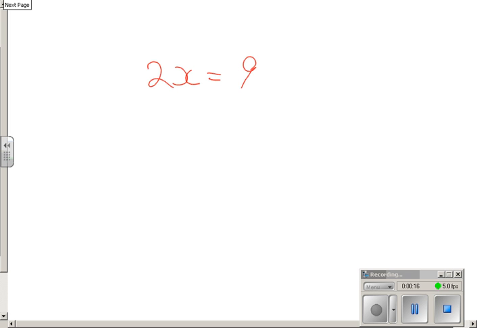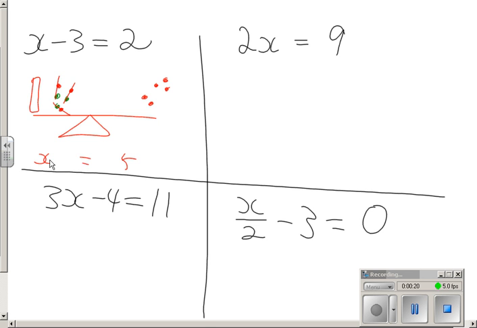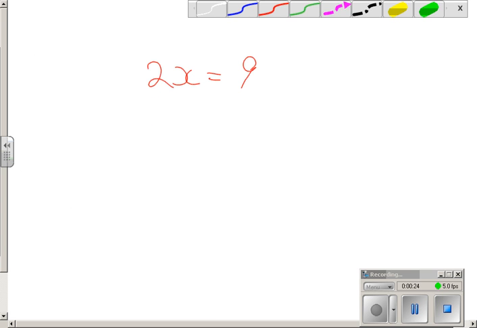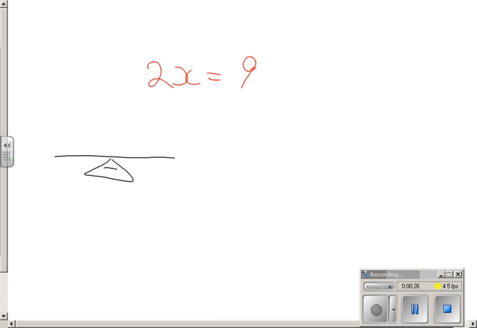2x equals 9. So if we think about what this looks like as a modeled expression, let's use our scale. This will be our scale of equality. So we have two x's, x is an unknown value, and over here we have 9. I'll use solid to represent positive, and I'll use empty to represent negative.